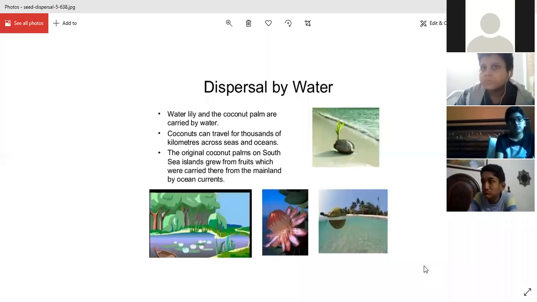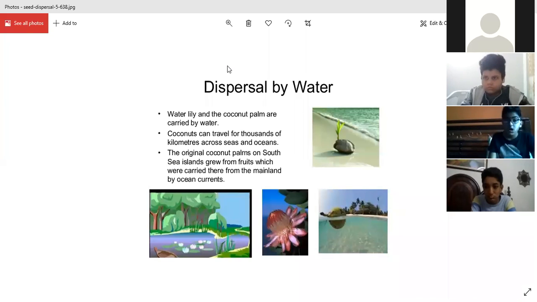Yes. So over here they are showing us the manners of dispersal by water. Water lily and coconut palm are carried by water. Number one, coconut can travel for thousands of kilometers across the seas and ocean. Now number three, the original coconut palm on South Sea Island grew from fruits which were carried there from the mainland by ocean currents.